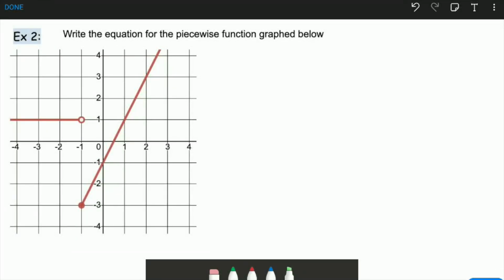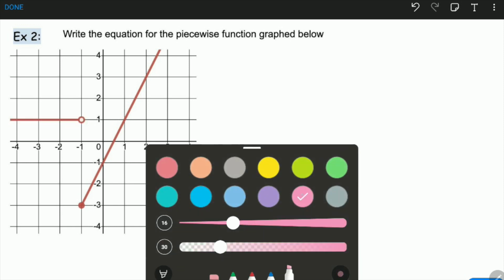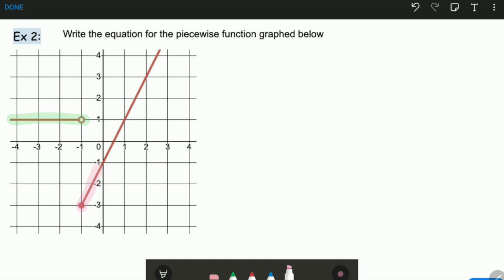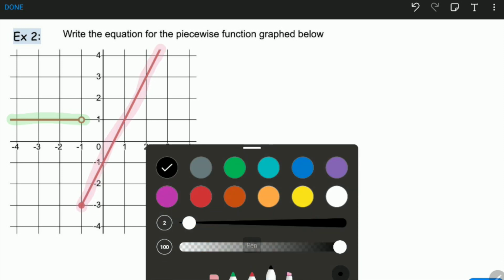Okay, in this video, we're going to be writing the equation for the piecewise function graph below. The first thing I always recommend doing is identifying the different pieces for the piecewise function where it changes slope or direction. So I'm going to just highlight over the different pieces in different colors. So it looks like this is my first piece here. And then my second piece picks up where it leaves off and then continues. So that's the first thing I always recommend doing with piecewise functions when you're trying to write the equation.